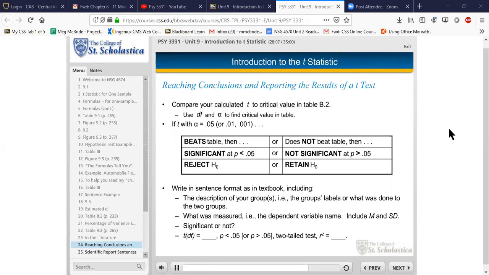It is also important to use wording that indicates what was measured, that is, what were the data. Include the sample mean, M, and the standard deviation, SD. State whether the results of the t-test were significant or not. Finally, write the technical information, which includes the calculated t and its degrees of freedom in parentheses, the p less than or p greater than symbol, whether it was a two-tailed or one-tailed test, and Cohen's d or r-squared.